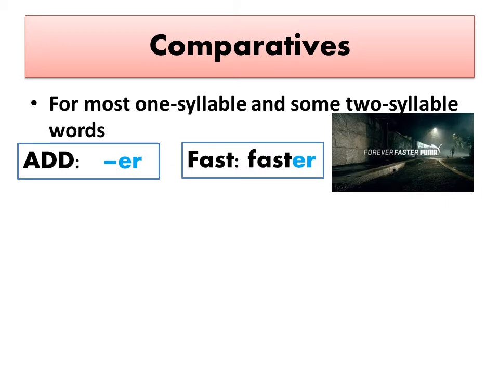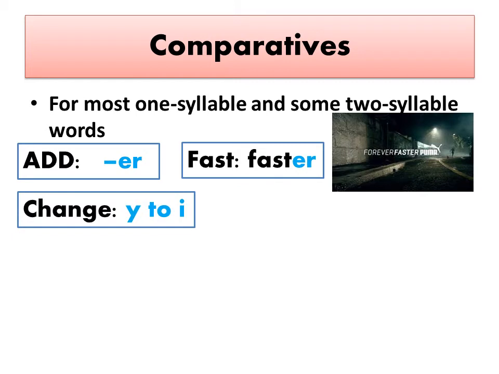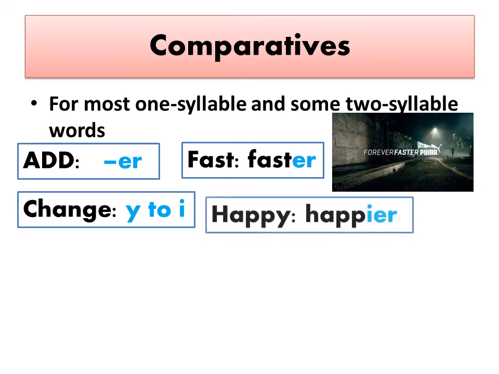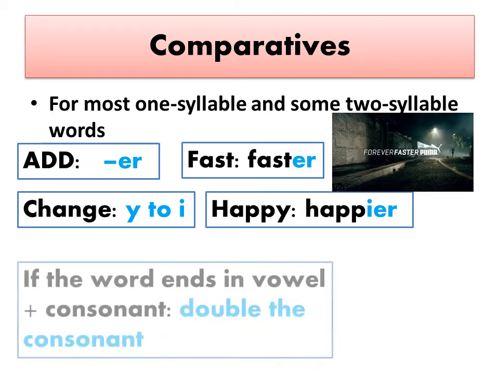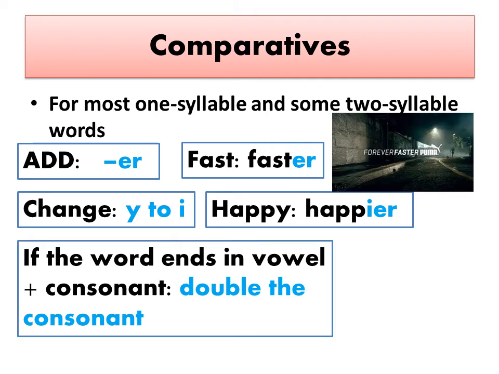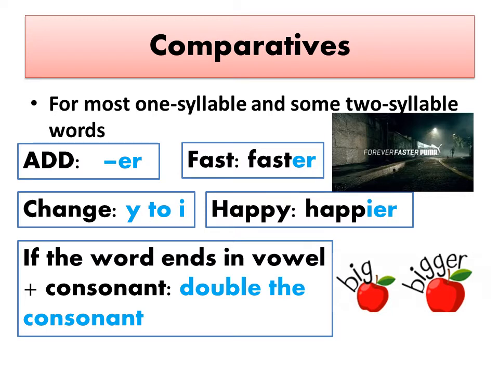If your adjective ends in y, you're going to change it to i. So, for example, happy becomes happier. If the word ends in a consonant, vowel, consonant pattern, you double the consonant before adding -er. So, big, for example, consonant, vowel, consonant, would become bigger, double g.